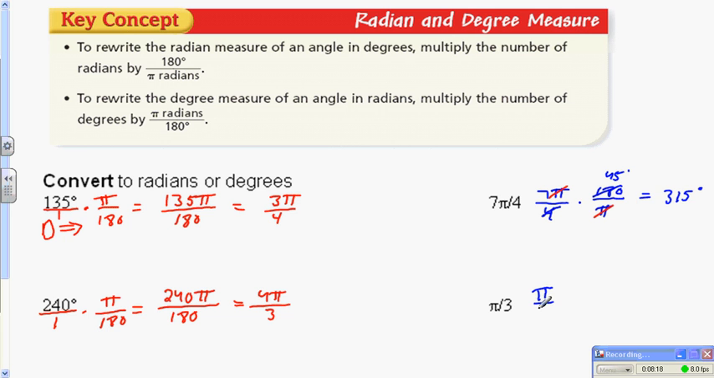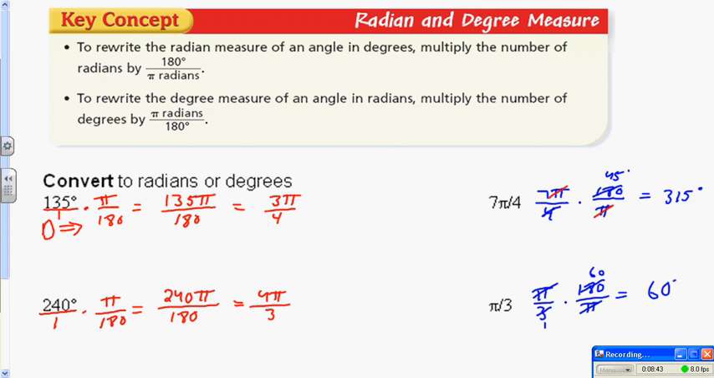Pi over 3 is what that would look like more appropriately. Take that times 180 over pi. 3 goes into 3 once. 3 goes into 180 60 times, so 60 degrees.